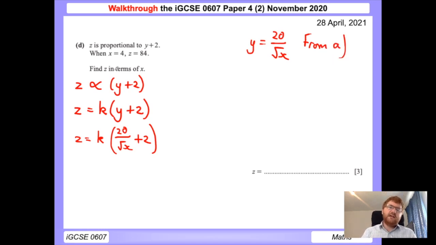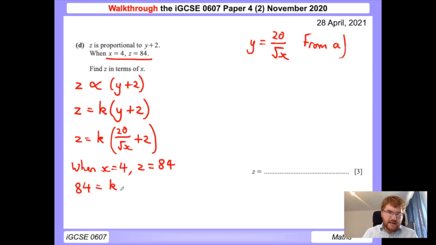And now at this point, I can actually work out my new constant k using the initial conditions. So when x is equal to 4, z is equal to 84, and then we just work through the algebra. So 84 is equal to k, open brackets, 20 over root 4 plus 2. So 84 is equal to k, open brackets, well, 20 divided by root 4, 20 divided by 2 is equal to 10. Then you can use your calculator at any point here.